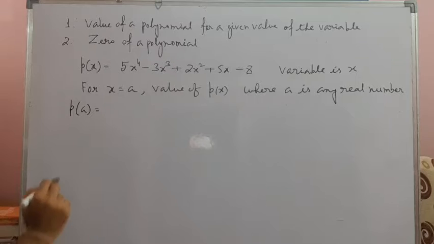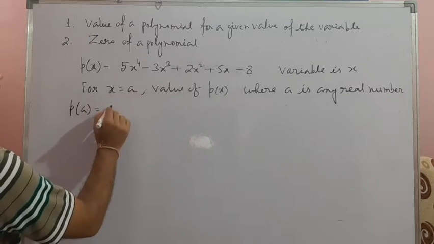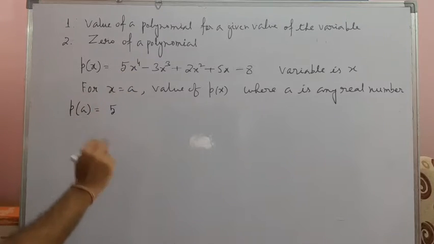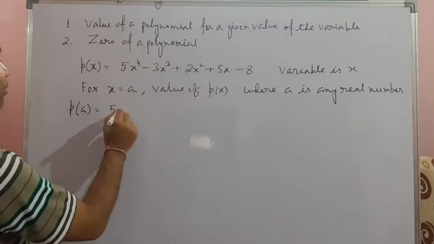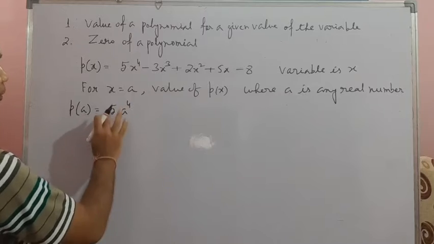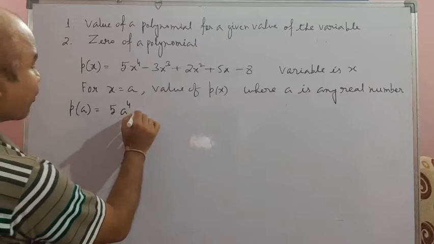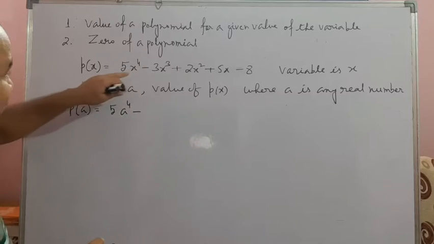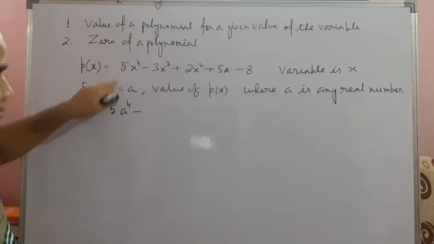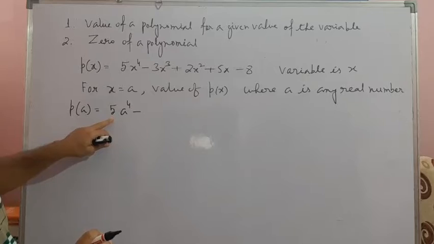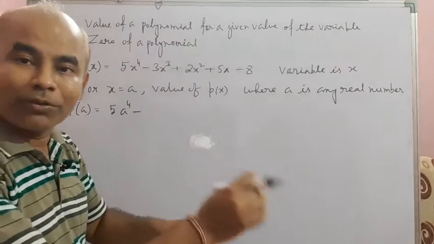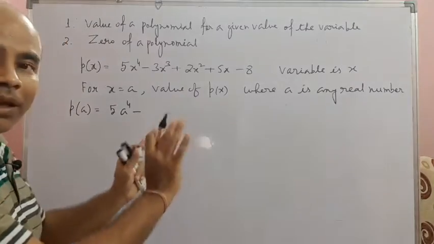What is the meaning of that? It is very easy to understand. In place of x, you have to write a, because x is now equal to a. So x to the power 4 will be a to the power 4. The coefficients, like the 5 in 5x to the power 4, will remain the same. Only in place of x, I write a. So the other things will remain as they are.